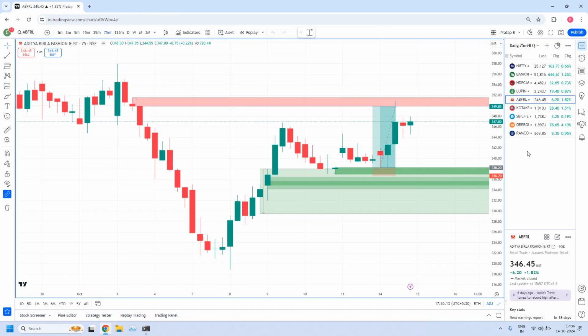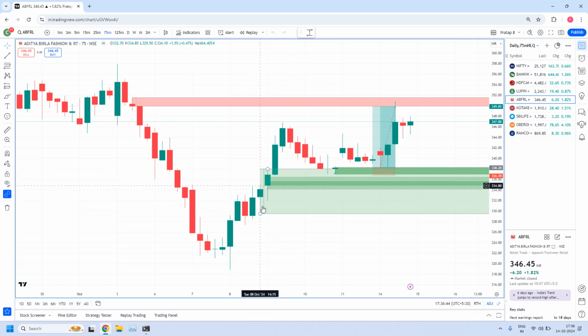So in the previous day's end of the day report, we identified 7 high liquidity zones from daily and 75 minutes time frames. And here ABFRL, Aditya Birla Fashions, is a 75 minutes high liquidity zone, rally base rally, which has given 1:7.7 RR. So let us look into this analysis and how we got the trade.